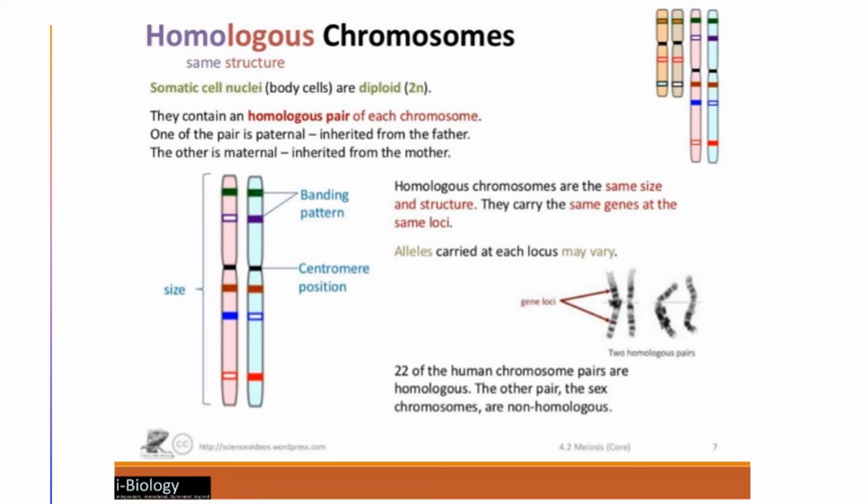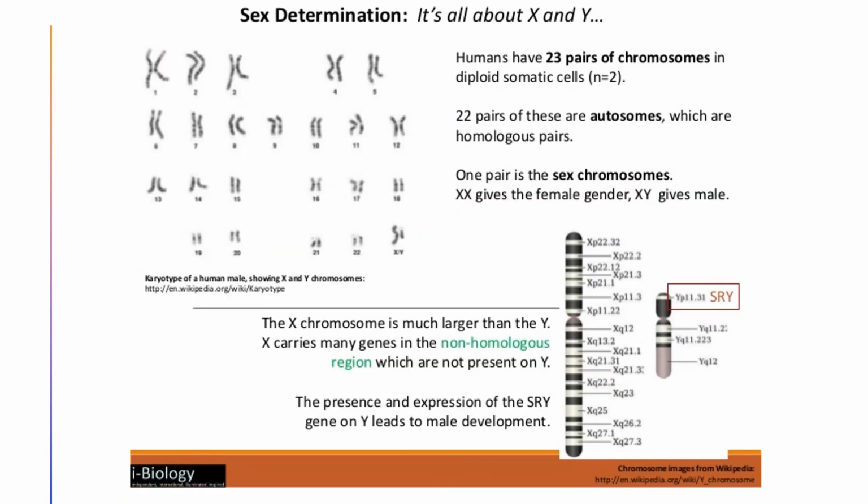This slide is again to show you the 23 pairs of chromosomes. Sex determination will be done in the next lectures, but just concentrate over here. 23 pairs of chromosomes are in diploid somatic cells. N is equal to 22 of them are autosomes, which are homologous pairs. The 23rd pair is a sex chromosome. XX is a female and XY is a male. This you all know.